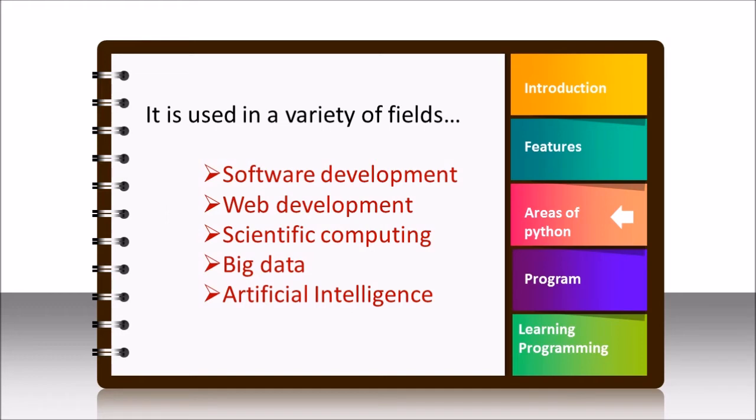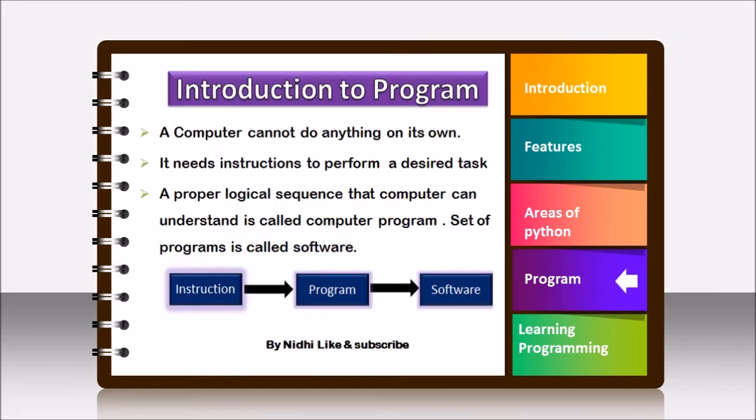Okay, next, before starting a programming language, let's try to understand what a program is. A computer cannot do anything on its own. It always needs instructions to perform a desired task. So a program is just a logical sequence that a computer can understand, and it is a set of organized data or instructions, and a set of programs is also known as software. So initially we have instructions that are organized in a proper way, then it becomes a program, and with a set of programs we can make software. So this is just the introduction of a program.